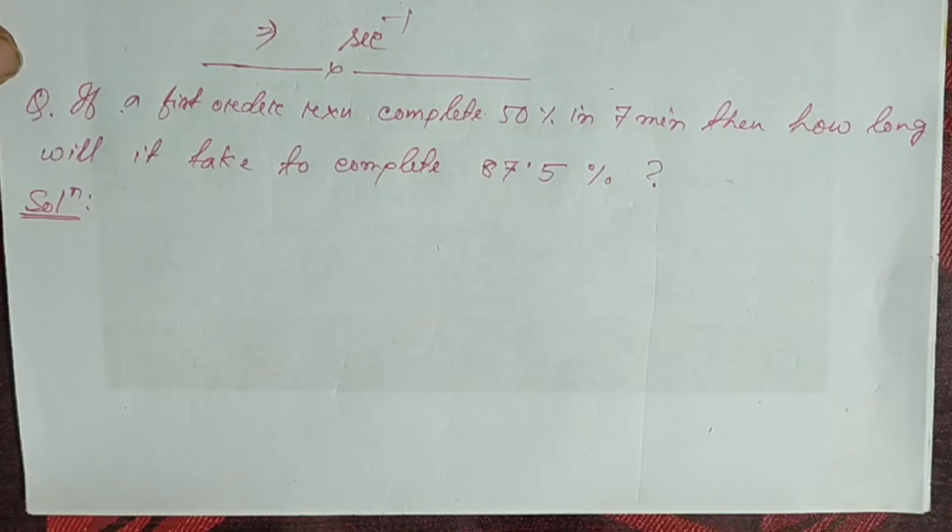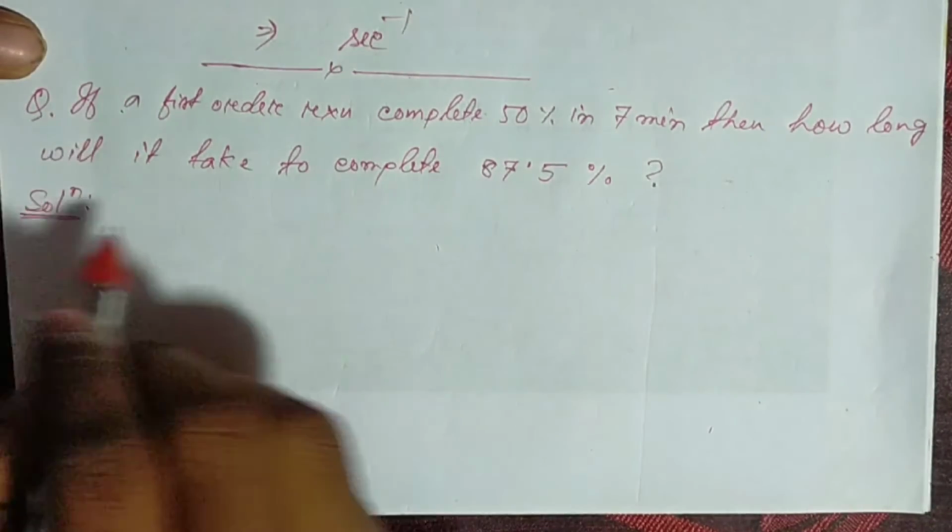Now for better understanding, let's solve a problem. We can see the problem here. If a first order reaction completes 50% in 7 minutes, then how long will it take to complete 87.5%? So in 7 minutes 50% is completed. First of all we have to write what is given here.